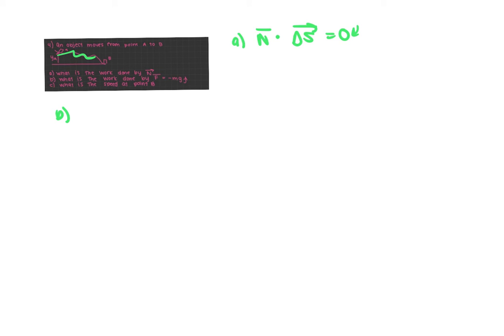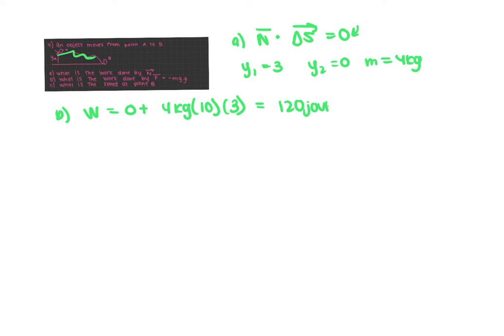Part B is: what is the work done by the force? So the work done is W equals 0 plus, let's just say that y1 equals 3, y2 equals 0, and the mass is 4 kilograms. So it equals W plus the mass in kilograms times gravity, which is g, times 3, which is y1, and that equals 120 joules, which is the work done by that force.